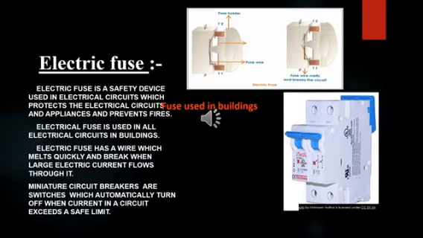Now this fuse is usually a short piece of wire. It is an alloy made of tin and lead. Are you understanding? It has a very high resistivity and a very low melting point. It has a low melting point but very high resistance. It offers resistance to the flow of current.